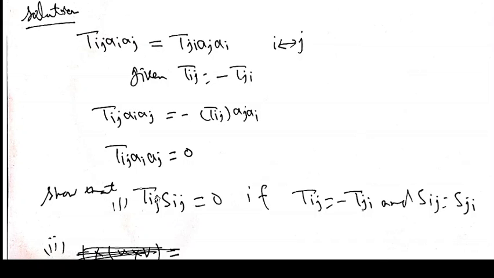Now you have to show this if T_ij equals minus T_ji and S_ij equals plus S_ji. One is plus and one is minus. You have to do this.